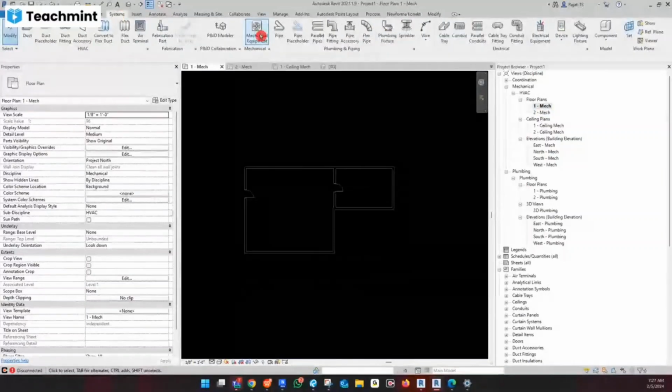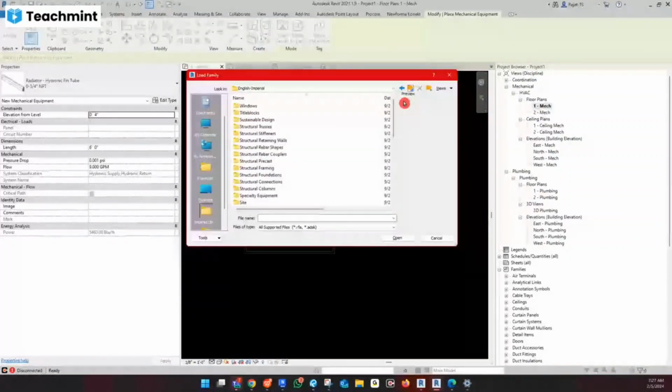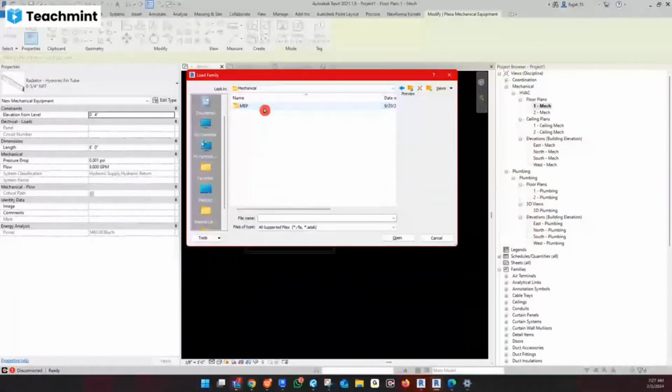So we can just click over here and load family. So I want to place the FCU. So it should be under Mechanical again, MEP. Now I'm talking about the air system, right? Because FCU, air terminals, everything is included and placed in the air side components. So click over here, Air Conditioning, Terminal Units. There you go.